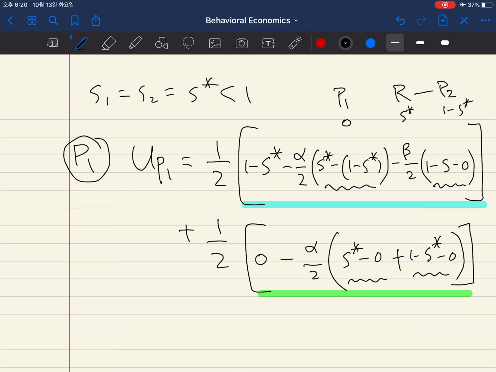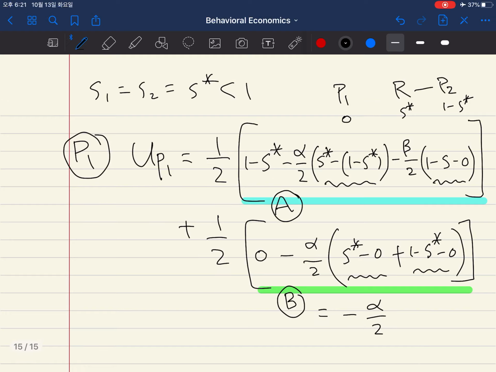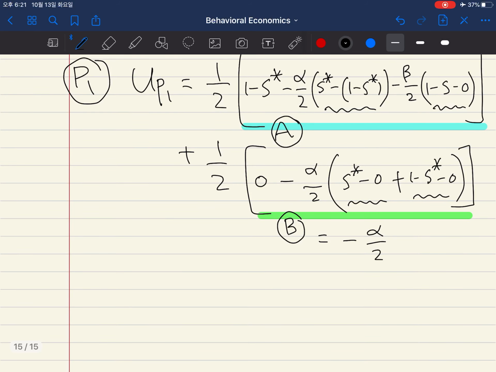So combining this blue and green expression, we can calculate first proposal's expected payoff under the current situation. So let's call this blue expression A and green expression B. We can see that this green expression B is equal to minus alpha over 2. We can show that A is bigger than B.